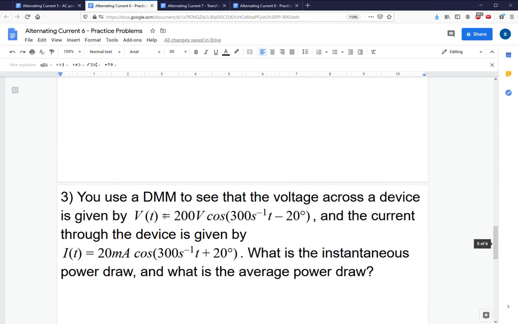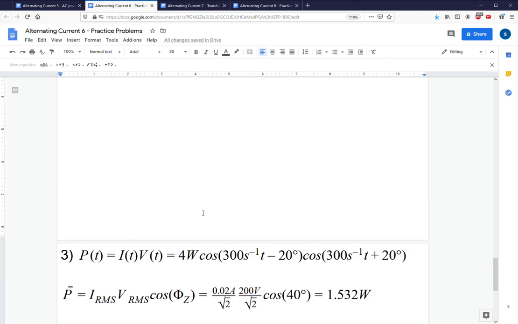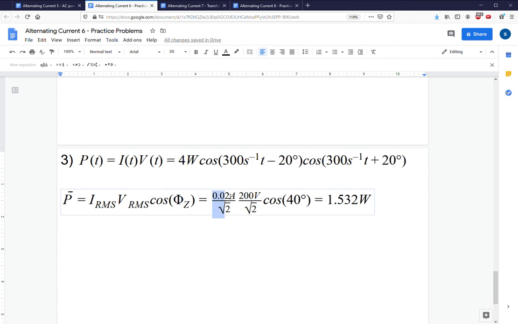Now we haven't been given I_RMS or V_RMS. We've been given the peaks, I naught and V naught. But we know that I_RMS is I naught over the square root of 2, and V_RMS is equal to V naught over the square root of 2. Even better, we don't actually have to divide by the square root of 2, because we have 2 square roots of 2 in the denominator. Multiplied together, that just becomes 2. So this 0.02 amps times 200 volts divided by the square root of 2 divided by the square root of 2, that's just 2 watts.